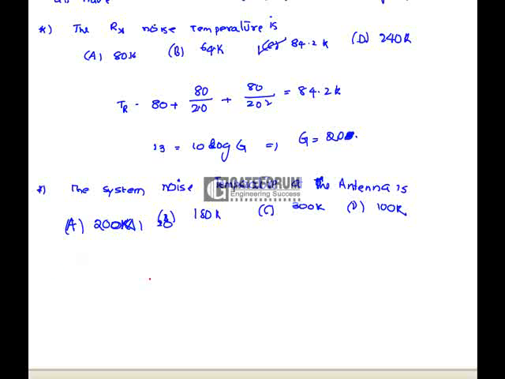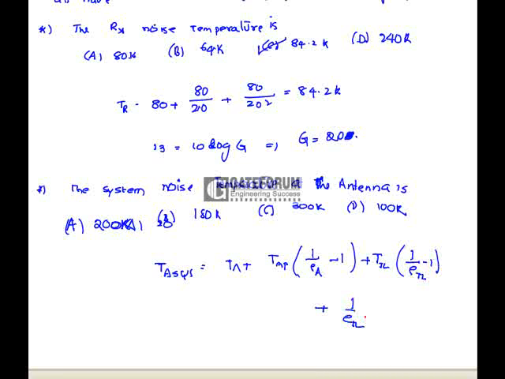The system noise temperature at the antenna is. So system noise temperature is nothing but the antenna temperature, ambient temperature, and efficiency of the antenna, minus one, plus transmission line temperature, 1 by efficiency of the transmission line minus 1, plus 1 by efficiency of the transmission line into temperature of the receiver. If we substitute all the values we will get 180 Kelvin. That is option B is correct.